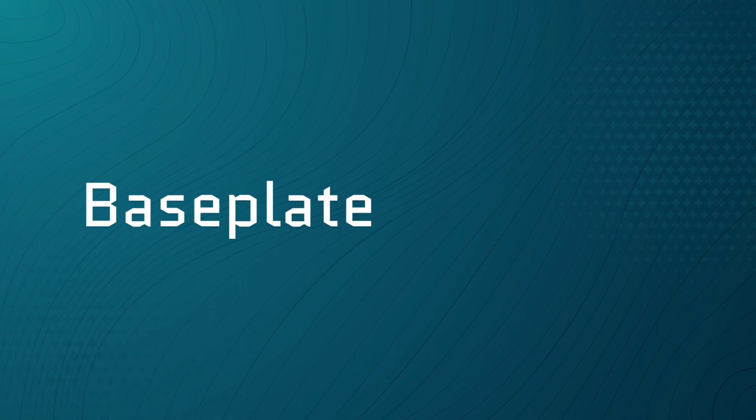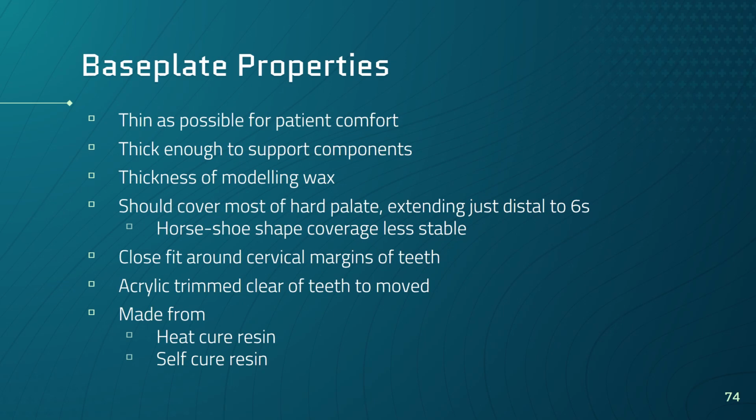Okay, let's have a look at the next component, which is the base plate. Now, what are the properties of an ideal base plate? The base plate should be as thin as possible for patient comfort, but at the same time, it should be thick enough to be able to support the various retentive and active components. Generally the thickness of the base plate will be the thickness of a single sheet of modeling wax. Now the plate should cover most of the hard palate, extending just distal to the first molars.